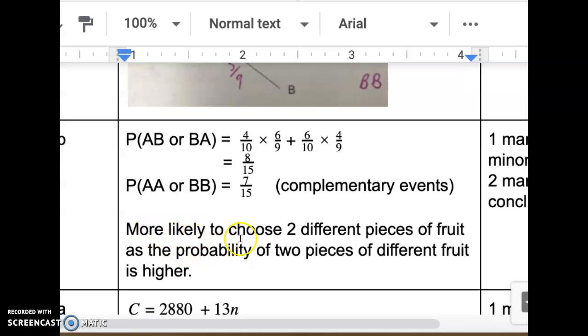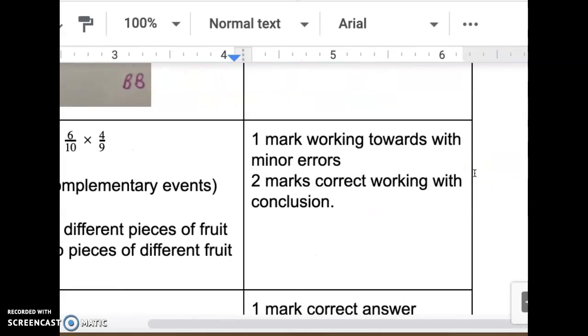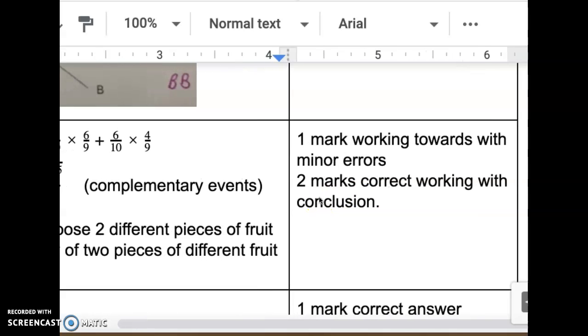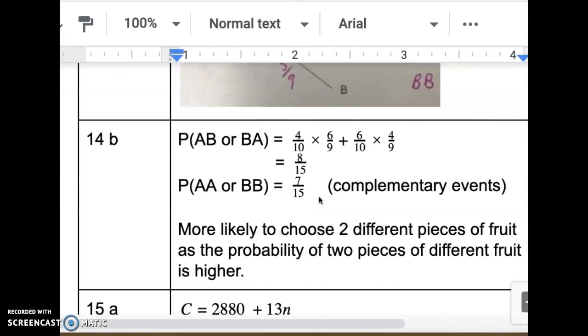Justify: more likely to choose 2 different pieces of fruit as the probability of 2 pieces of different fruit is higher. Some of you just gave us these calculations and made the statement. I accepted that, but the more you think about your written responses, the better you're going to be. So 1 mark is for working towards with minor errors, 2 marks for correct solution and everything correct.